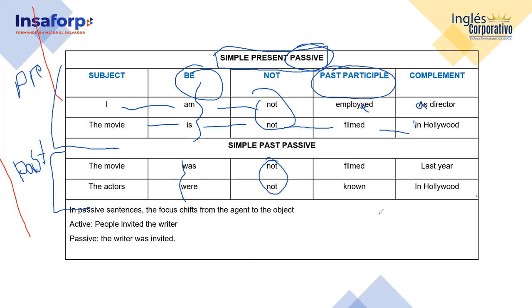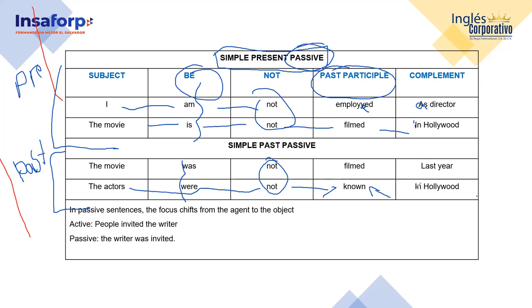And check this out. This is the only one in which I see the difference of the verb, because this is an irregular verb. The rest, employed, filmed, invited, they were regular. Por eso se mantenía el ed. But now in this one, when we say the actors were not past participle, none in Hollywood.